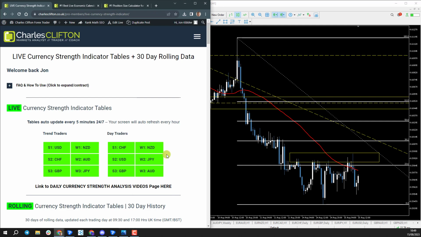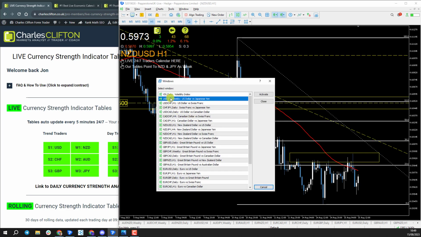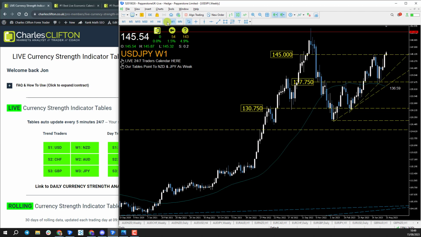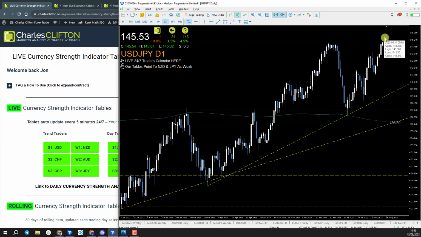Obviously, another market we've been interested in is Kiwi dollar. Sorry, not Kiwi dollar, I just talked about Kiwi dollar. Aussie US dollar as well, and dollar yen. Now, dollar yen was something we were watching because price was approaching the 145 handle, and we were discussing whether price would take out that 145 or not.